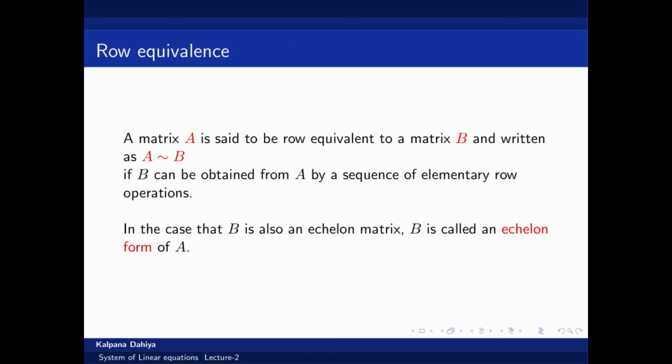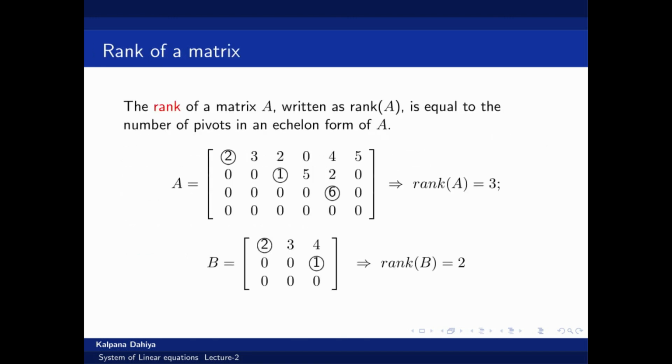A matrix A is said to be row equivalent to another matrix B if matrix B can be obtained from A by a sequence of elementary row operations. In the case that B is also an echelon matrix, then B is called an echelon form of matrix A. We can represent a system of equations by its augmented matrix, so we can check the consistency or inconsistency of the system just by looking at its augmented matrix.